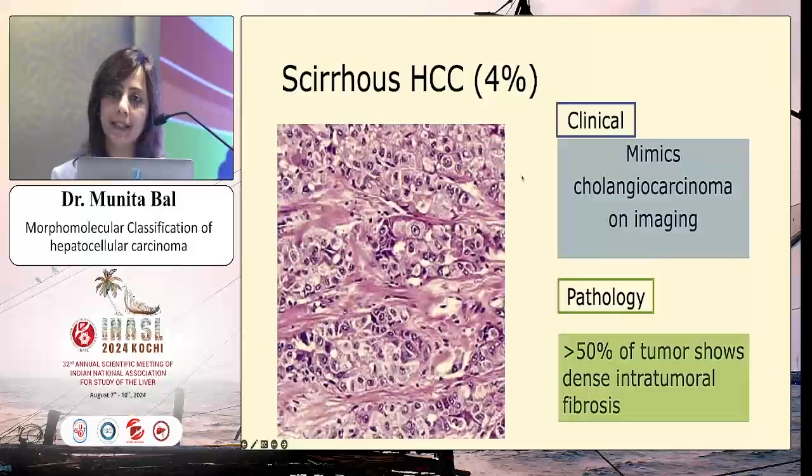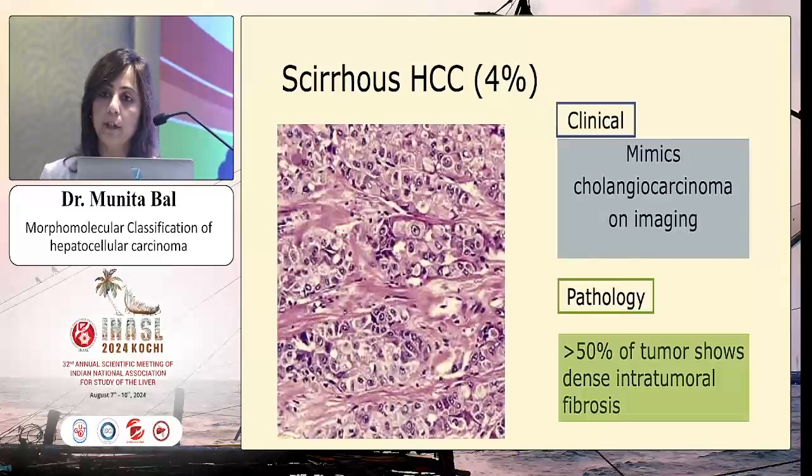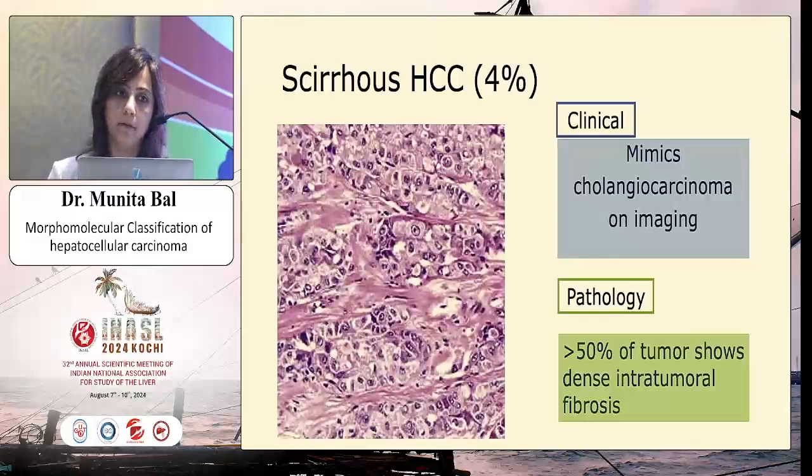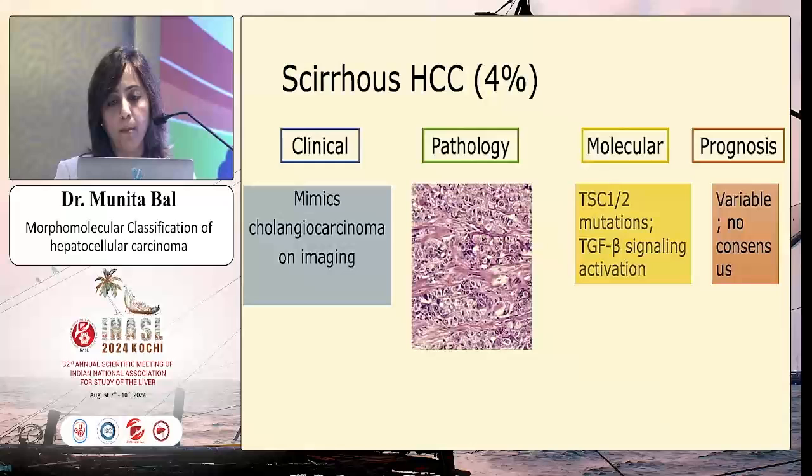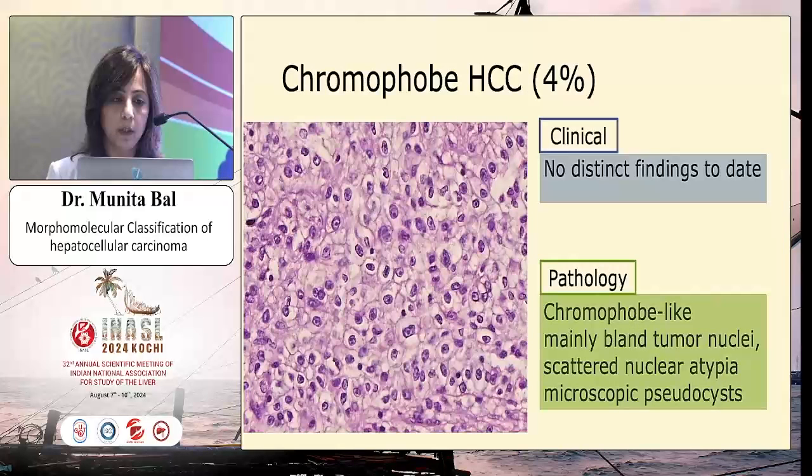Another subtype is the scirrhous type. Like the name suggests, it has a lot of intratumoral fibrosis or sclerosis. On imaging, it can mimic cholangiocarcinoma, and on pathology also it can be difficult distinguishing from cholangiocarcinoma because they have a lot of sclerosis, which is more common in cholangiocarcinomas. This subtype has TGF-beta type of signaling, which is usually a fibrogenic signaling, and it is associated with TSC1 and 2 mutations. Studies vary on its prognostic outcomes, but the larger scirrhous tumors are associated with worse prognosis.